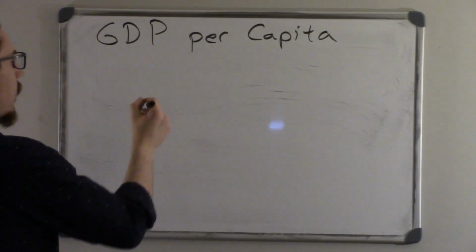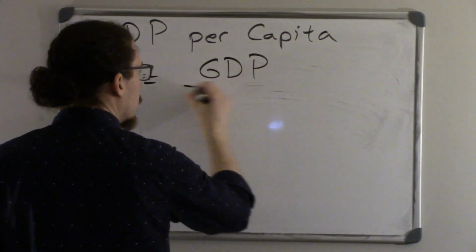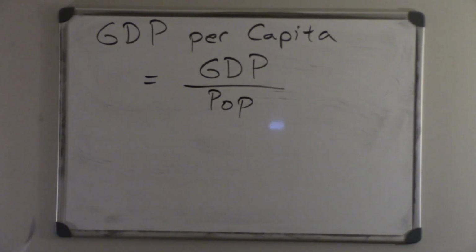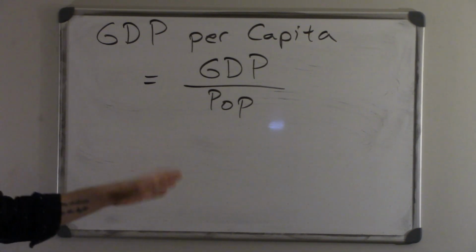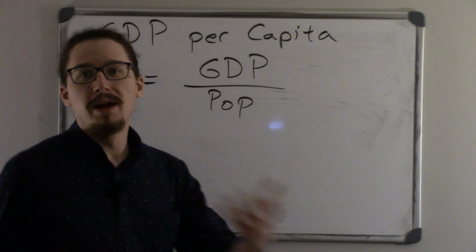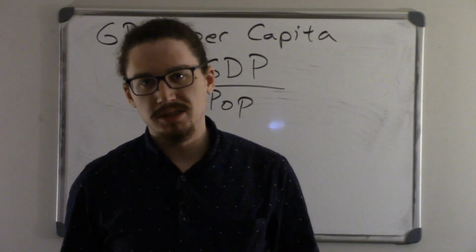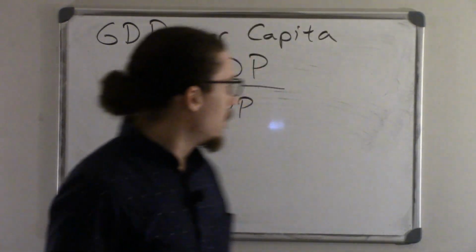And so when we are calculating GDP per capita, it is simply the GDP divided by the population. Whatever the population is, divide the GDP by that, and you've got your GDP per capita. The reason this is important is because if you are comparing different countries and you don't take the population size into account, it can lead to misleading results.